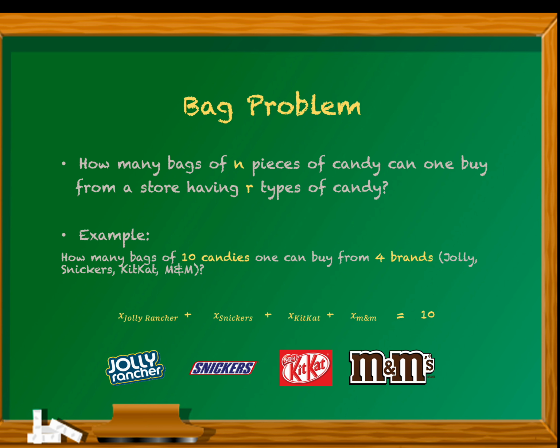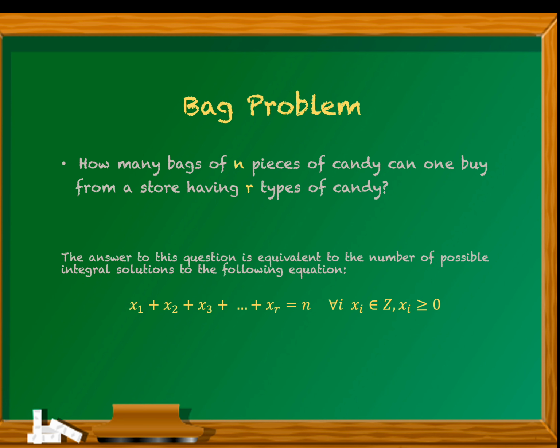problem to mathematics. X sub Jolly Rancher. This variable means something, and we teach the students what this X sub Jolly Rancher means. And then we use this handy, tiny example to generalize it to a mathematical formulation, and then we can formulate the bag problem.